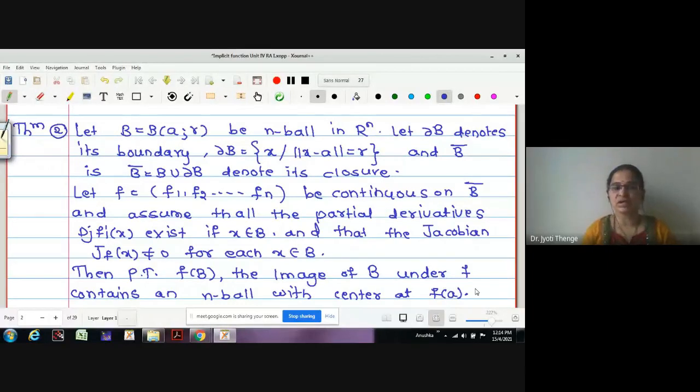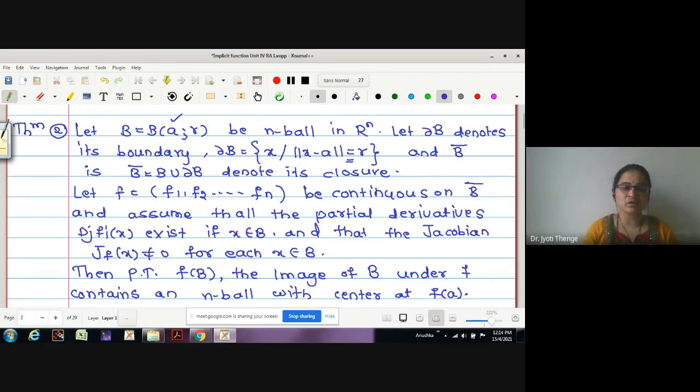Okay, we will try to understand the statement, what are the given things, and then we will come to the statement which we want to prove. Initially, B is given to be an n-ball in an n-dimensional space, that is, it is an open ball in R^n. ∂B denotes its boundary. For the boundary, we have written the collection of all x which are at a distance r from the point A, where A is the center of this ball.